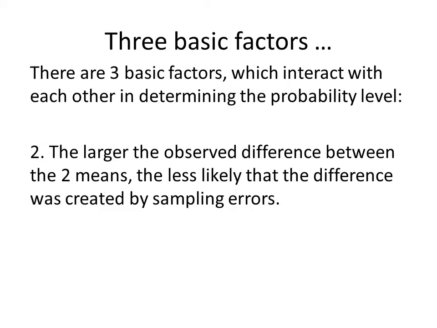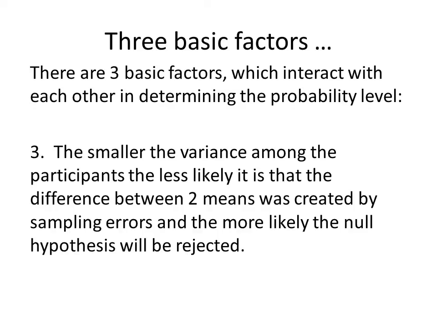And so when larger differences are obtained, the t-test is more likely to yield a probability low enough to allow rejection of the null hypothesis than when small differences are obtained. And then the third basic factor is the smaller the variance among the participants, the less likely it is that the difference between two means was created by sampling errors, and the more likely the null hypothesis will be rejected.